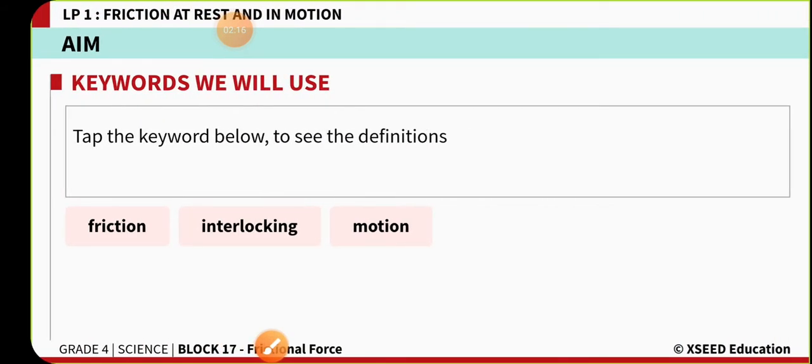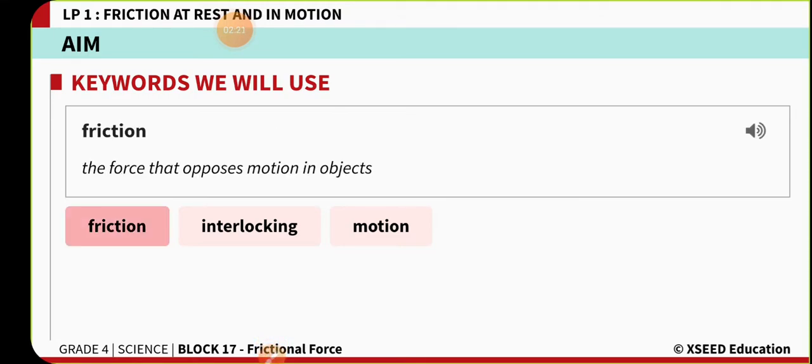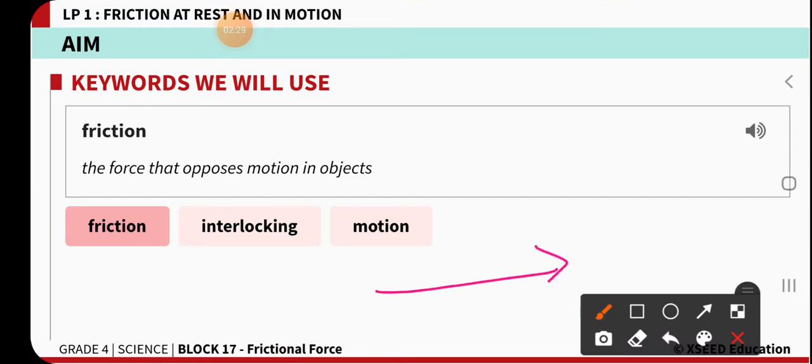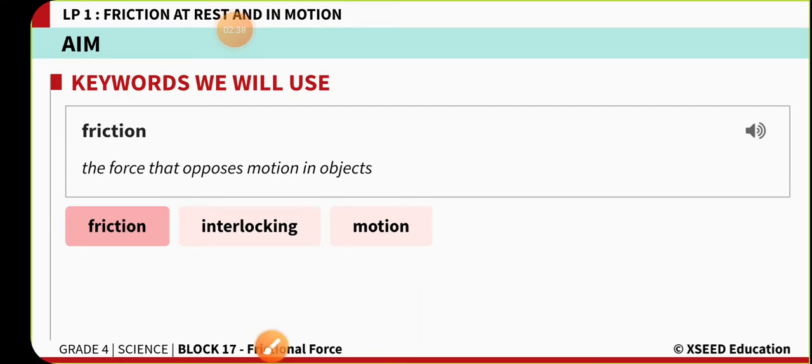In today's class, we are going to learn some keywords. The first one is friction. Friction is a force that opposes the motion of objects. If an object is moving in this direction, the frictional force acts in the opposite direction. It always opposes the motion of the object. Friction: the force that opposes motion in objects.